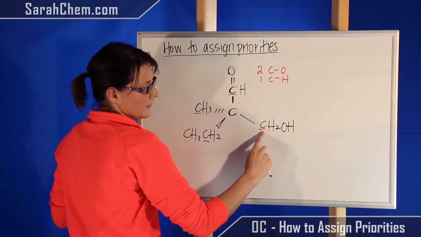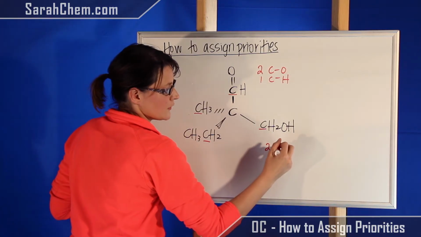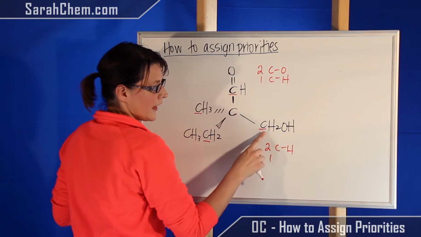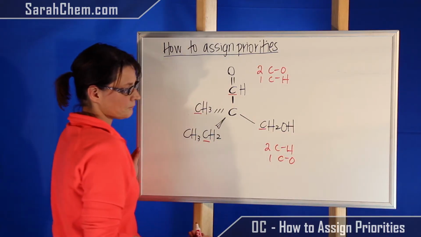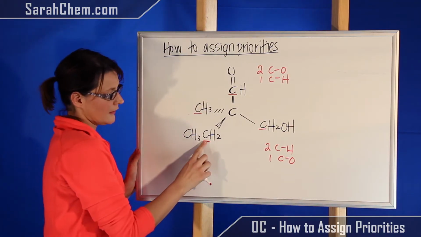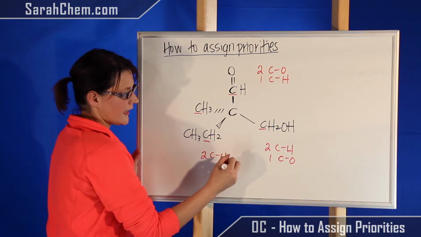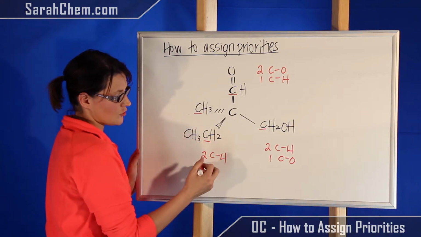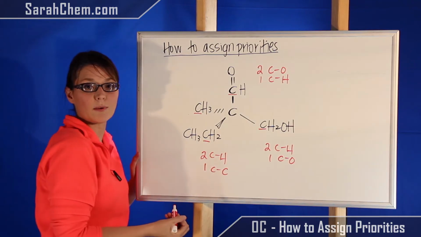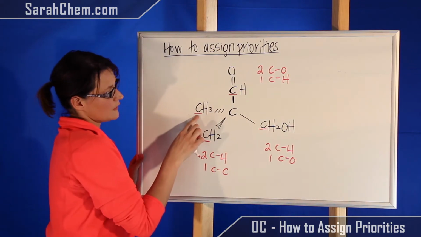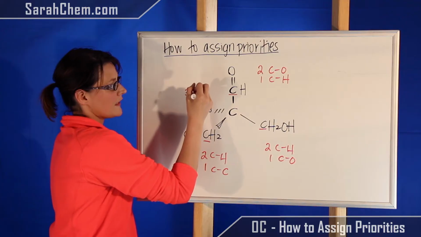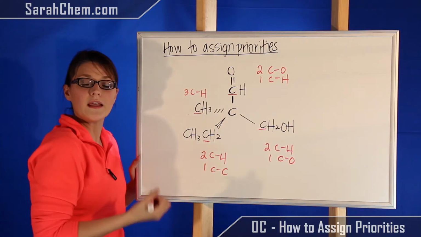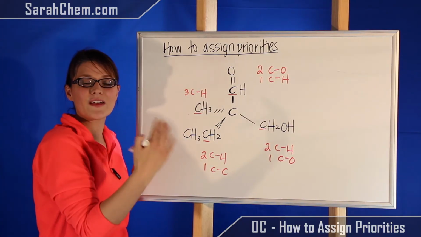Now look at this carbon. So this carbon here would have 2 CH bonds, and it would also have 1 CO bond. Now I move to this carbon. This carbon would also have 2 CH bonds, the 2 H's attached to that C, and it would also be attached to this carbon, so it has 1 CC bond. Lastly, I look at this one. This one would just have 3 CH bonds attached to it.